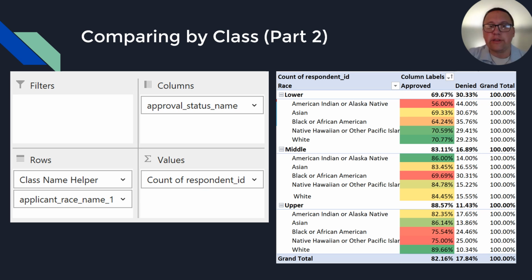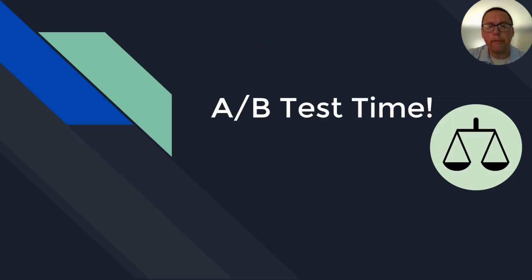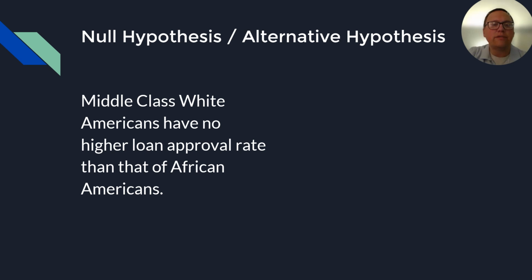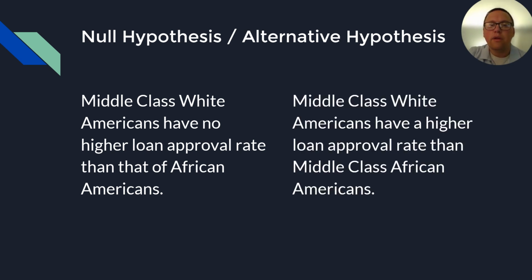And I also added some conditional formatting to compare. It's A/B test time. I set up a null hypothesis and an alternative hypothesis. My null hypothesis is that middle-class white Americans have no higher loan approval rate than that of middle-class African Americans. And the alternative hypothesis is that middle-class white Americans have higher loan approval rates than middle-class African Americans.